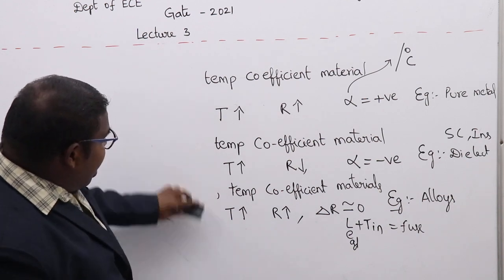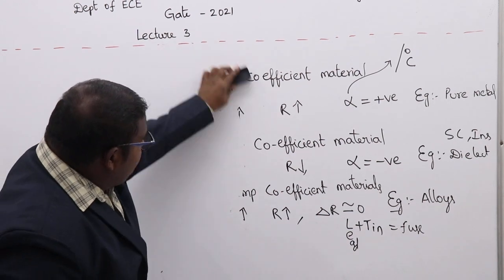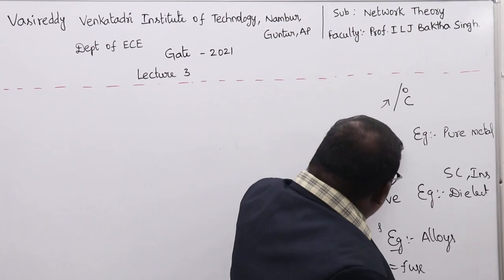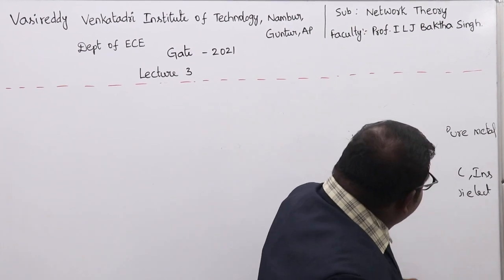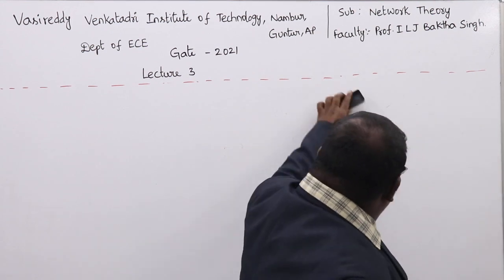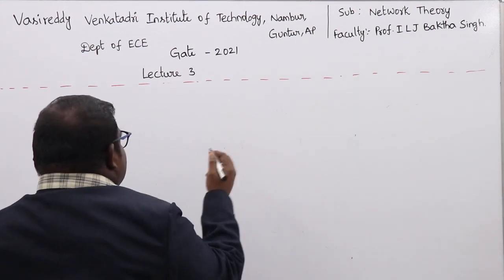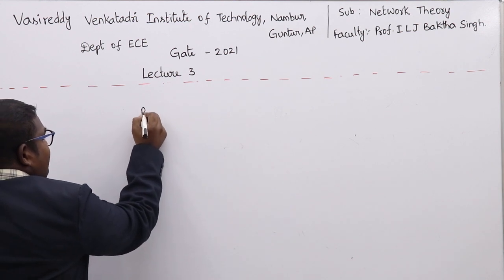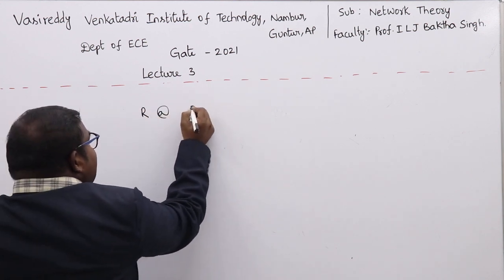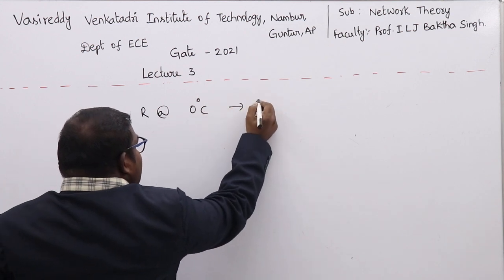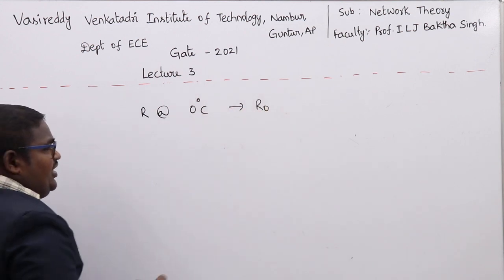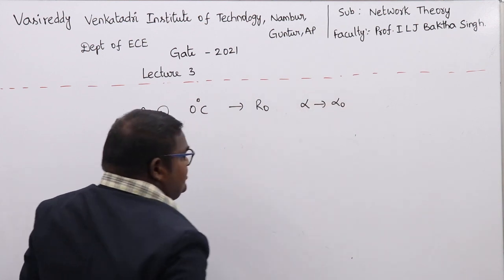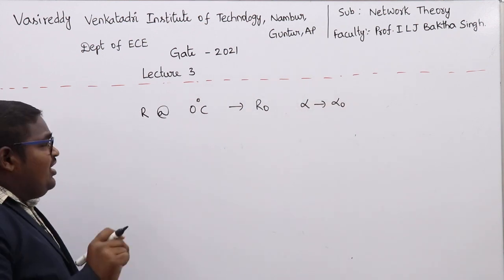The next one is, just for example, let us consider the resistance of the material at 0 degrees centigrade as R0. Let me take the resistance of the material at 0 degrees centigrade as R0, and the temperature coefficient is alpha naught.